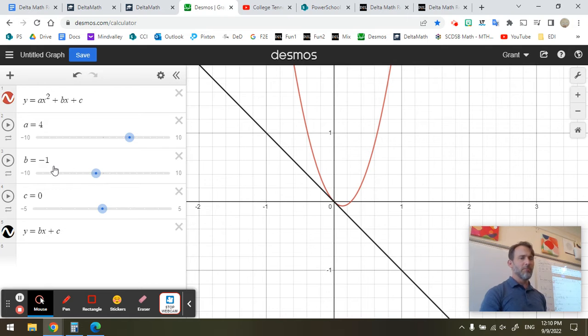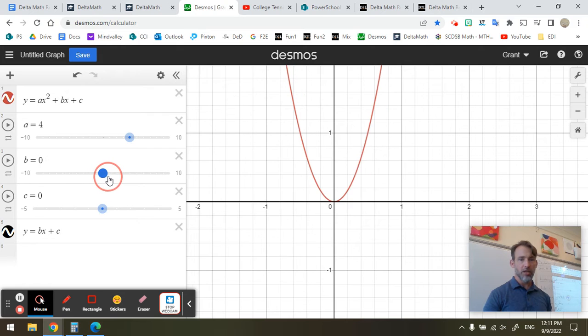And b, many of my students don't know the role of b in changing the shape of a quadratic. Notice that I've also graphed the line y equals bx plus c. This is an mx plus b line. b is the slope of the line, this black line here. Notice that it's tangent to the parabola as it crosses the y-axis. As I change b, right now b is -1, and both the parabola and the line have a negative slope as they cross the y-axis.